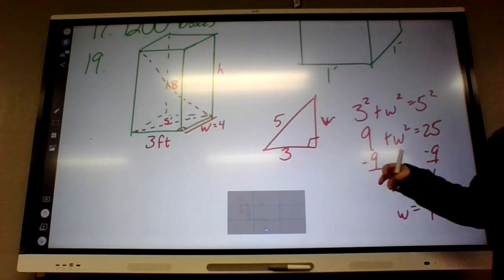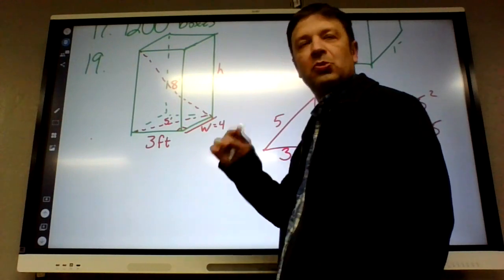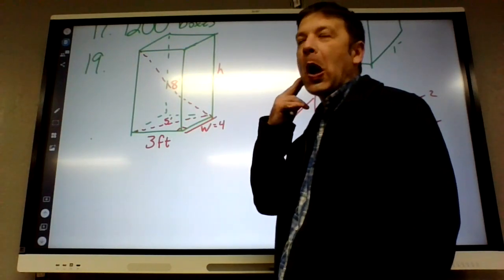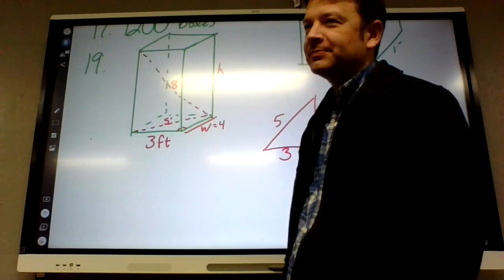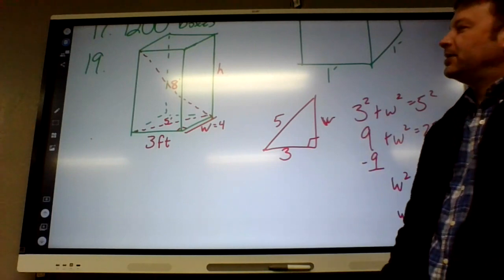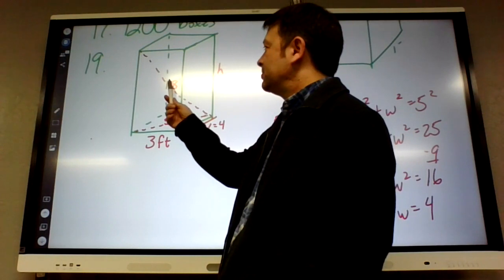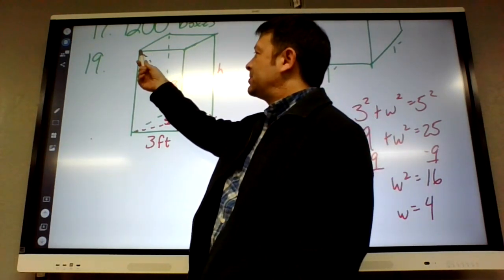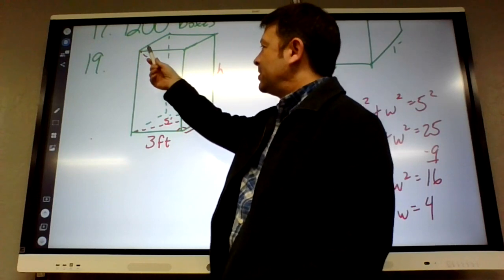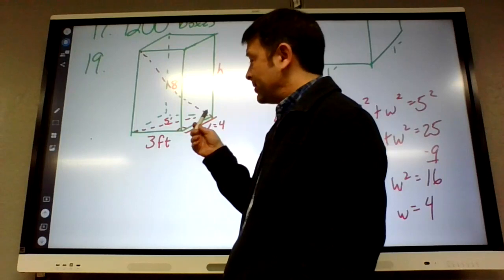Okay, so that's the width, but how can I find the height? What is the 8 doing? You can do Pythagorean theorem with the 8. That is the hypotenuse. It's going from the top left corner on the front to the bottom right corner on the back.